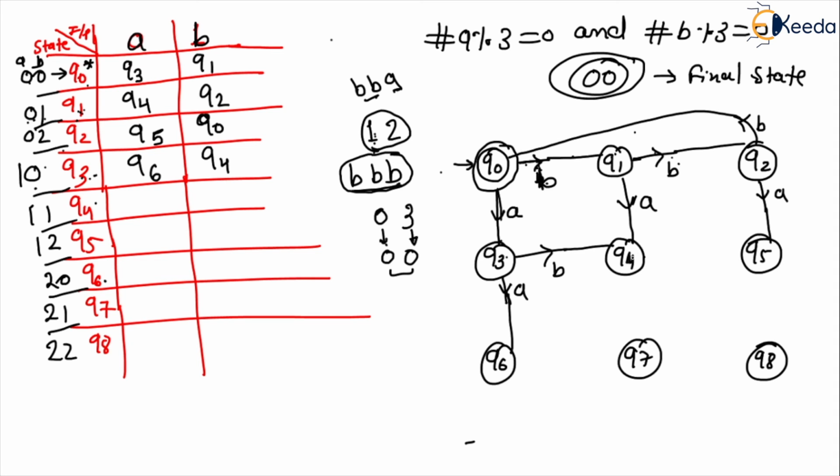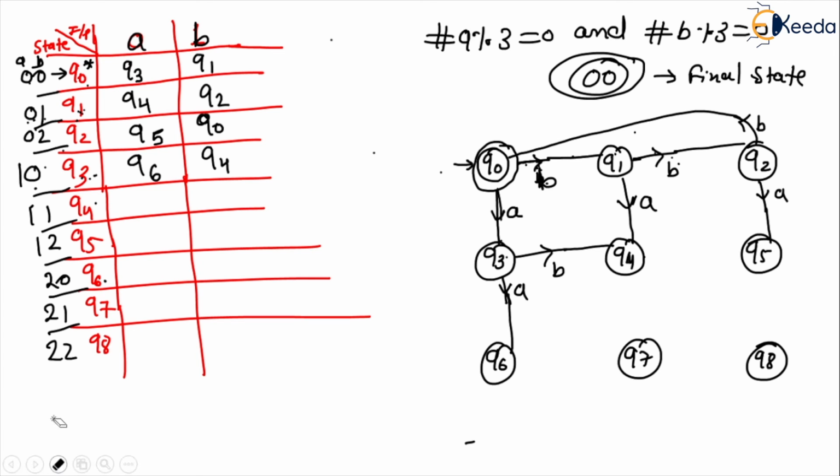To reach state Q4, there are two directions. You can read from this BA. You can read from this AB. So you can choose any one direction. There is not any problem. You can choose any one. Both are correct ways. You can choose any direction.